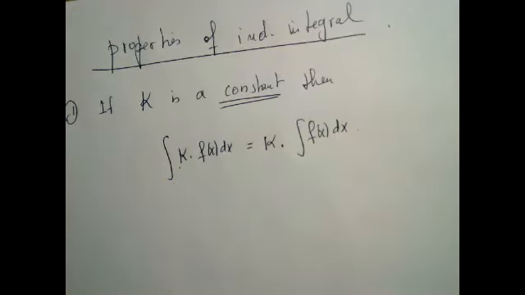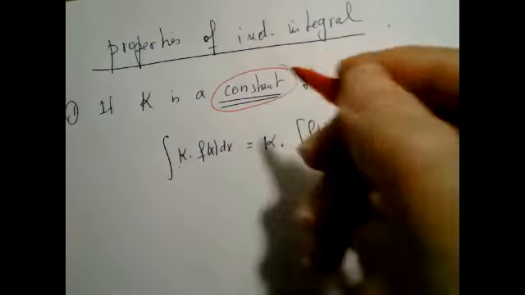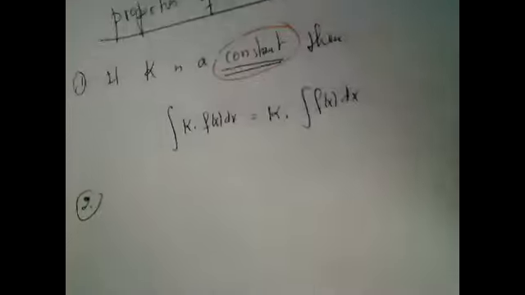Very crucial. K has to be a constant. I repeat myself because it's crucial. Only a constant, like 1, 2, 3, 4. Constant means something that does not depend on x. The second property is the following.